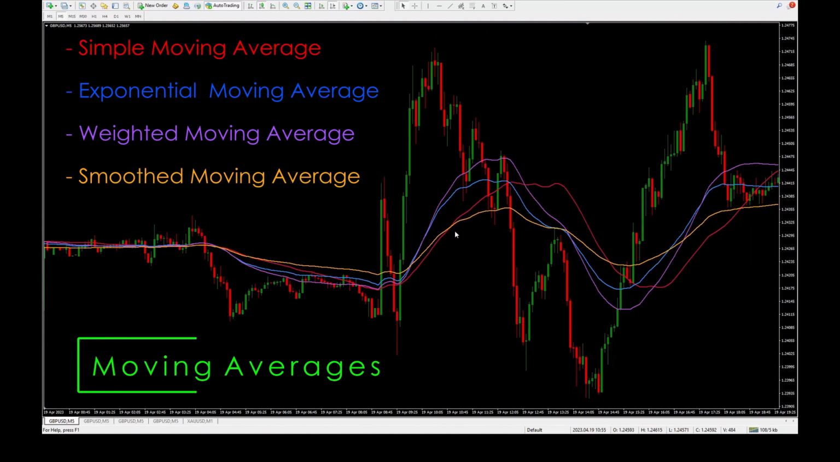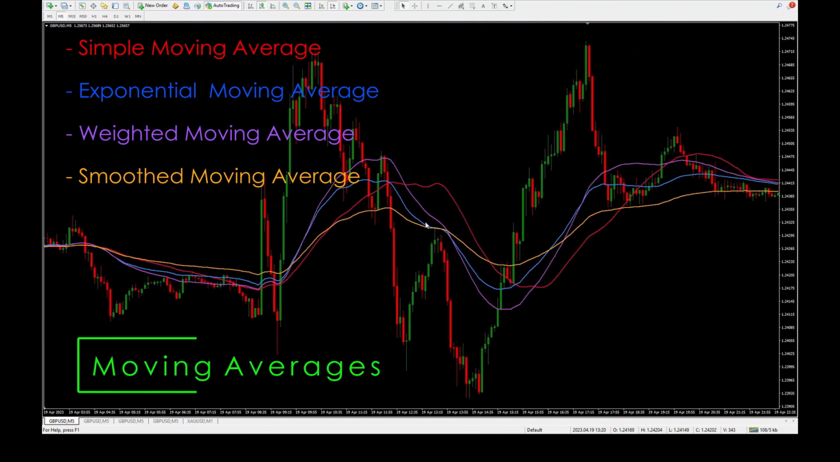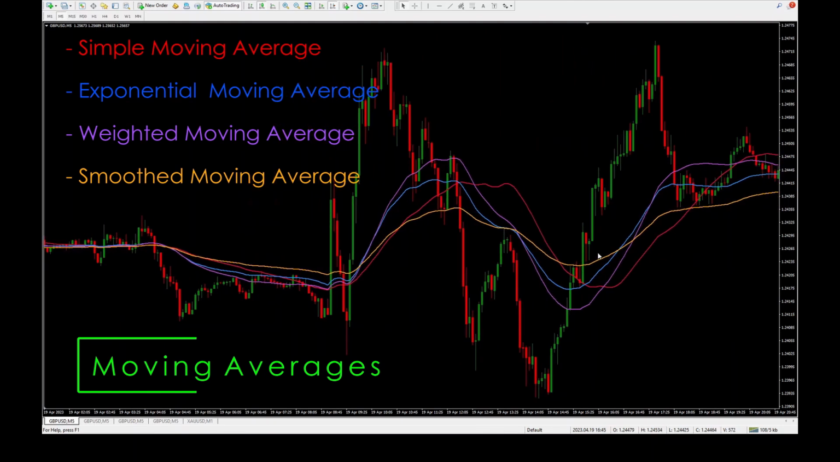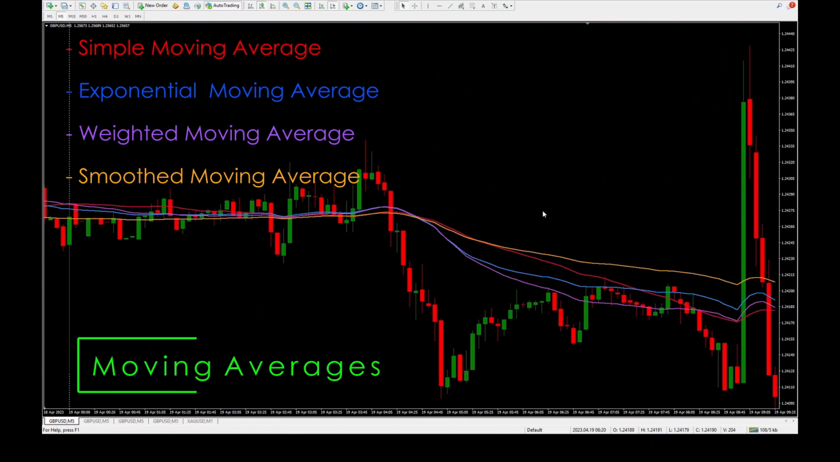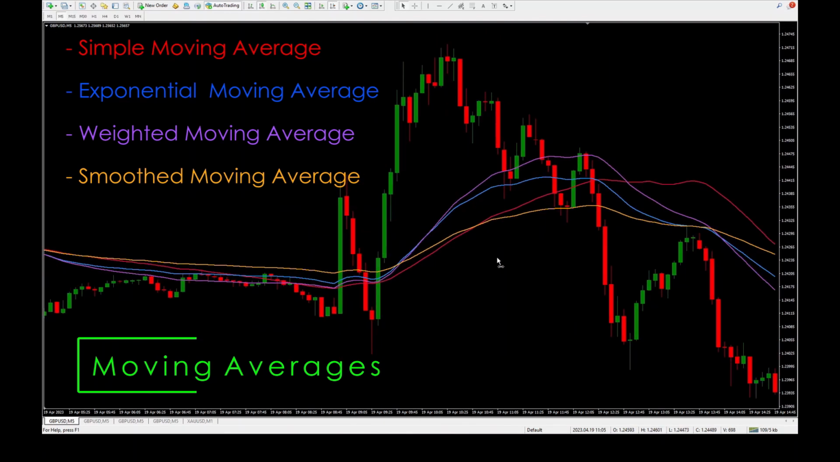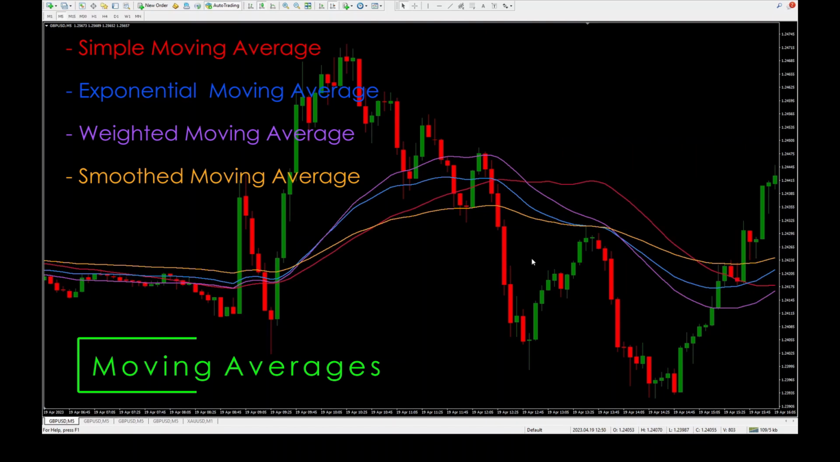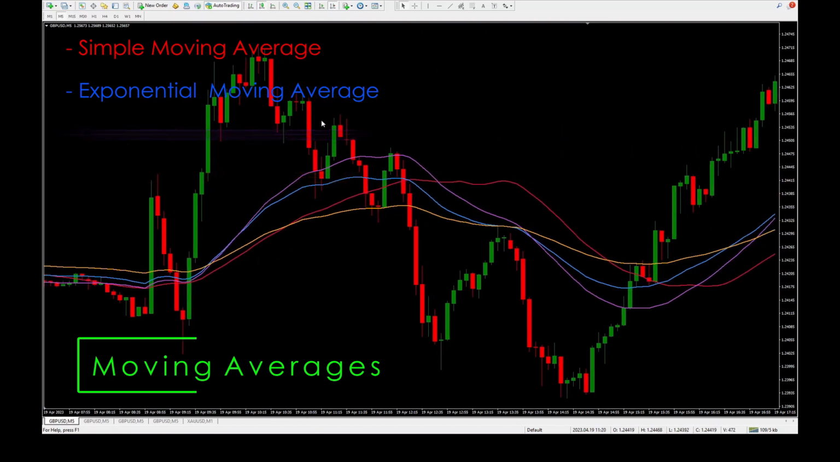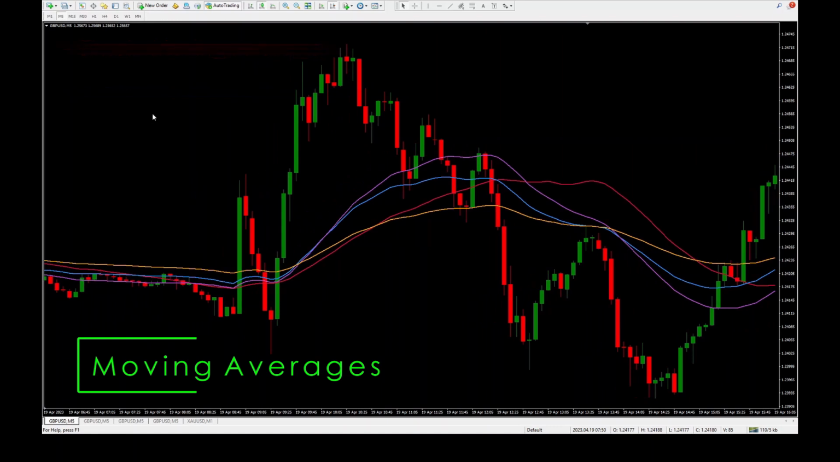In this chart, I have added 50 simple moving average in red, 50 exponential moving average in blue, 50 weighted moving average in purple, and 50 smoothed average in orange. You can see the difference, even though we use the same value 50 for each indicator.